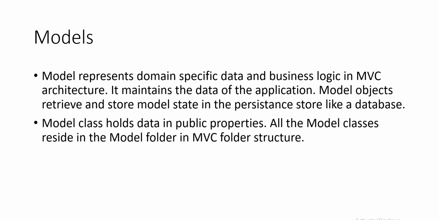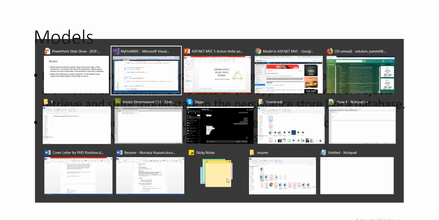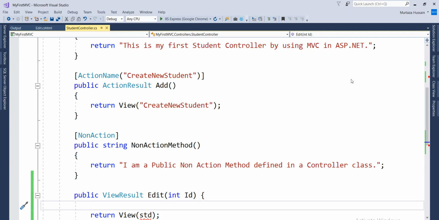All the model classes reside in the Models folder in the MVC folder structure. The public properties are just like the properties you have already used in C#. So we will use the same property mechanism to hold the data in our model classes in the MVC framework. So let's see how we can add a new class in MVC.